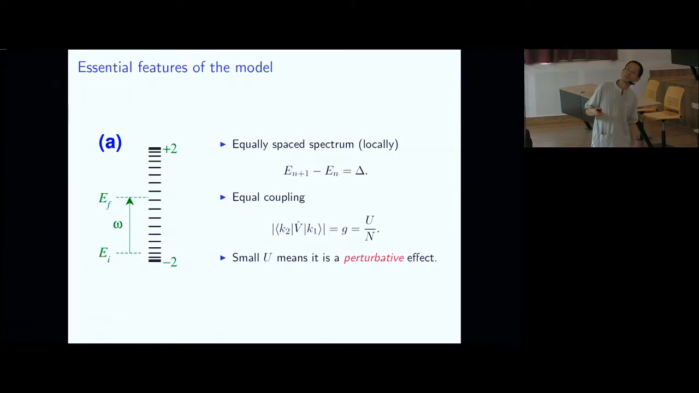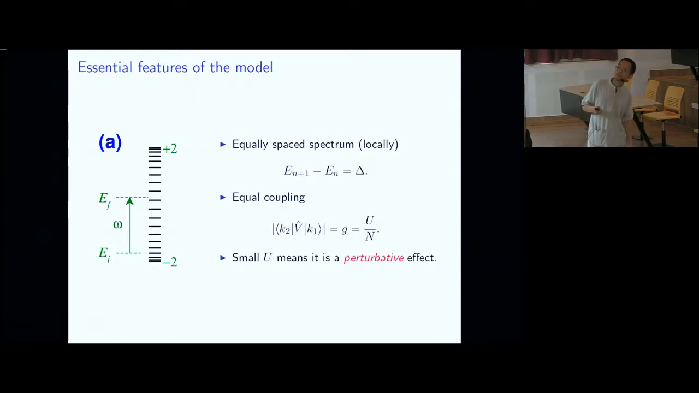The density of states is most dense at the bottom and the top of the band. Locally, especially in the middle of the spectrum, it's almost equally spaced. So at least locally, you have an equally spaced spectrum.